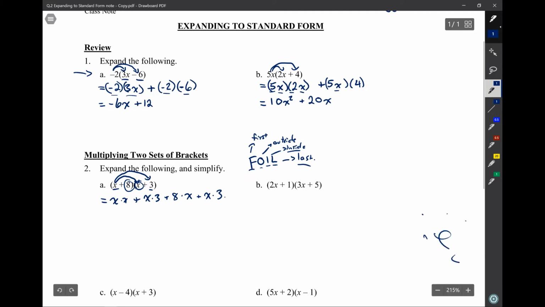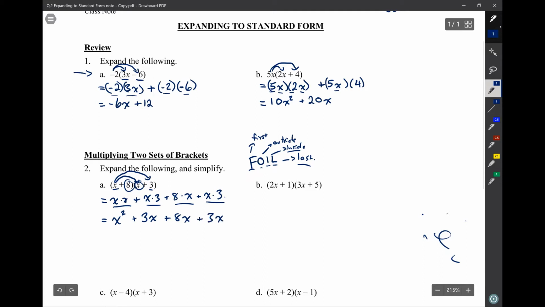How we'll continue here is we simplify what's remaining. So I have x times x. Well, another way of writing that is x squared. And I have x times 3. So how we're going to write that will be with our coefficient first and our variable second. So that equals 3x. And then I have 8 times x, same way, 8x, and x times 3 plus 3x.